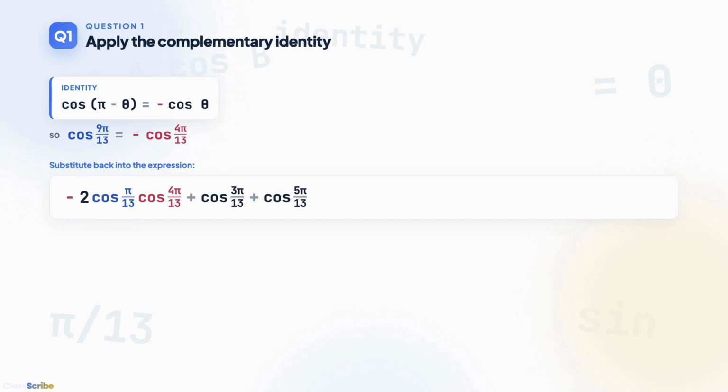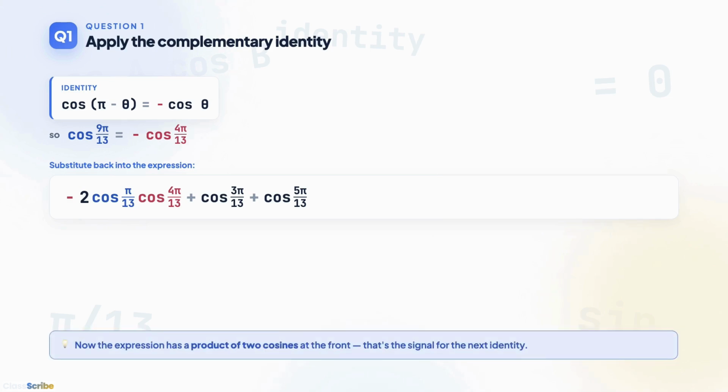Now use the identity cosine of pi minus theta equals minus cosine theta. Therefore, cosine 9 pi over 13 becomes minus cosine 4 pi over 13. Substitute this into the expression. Next, recognize the product of two cosines. Apply the identity 2 into cosine A into cosine B equals cosine of A plus B plus cosine of A minus B. Here, A is pi over 13 and B is 4 pi over 13.